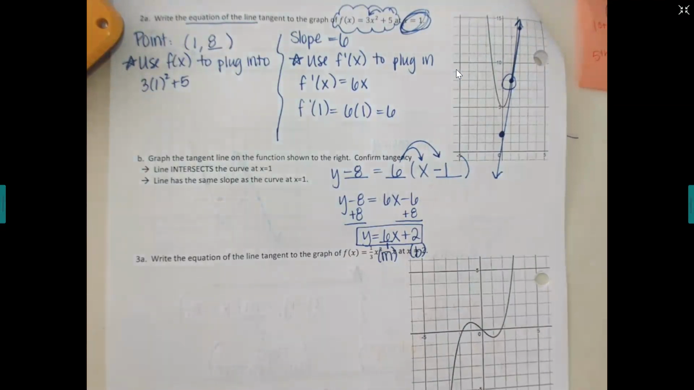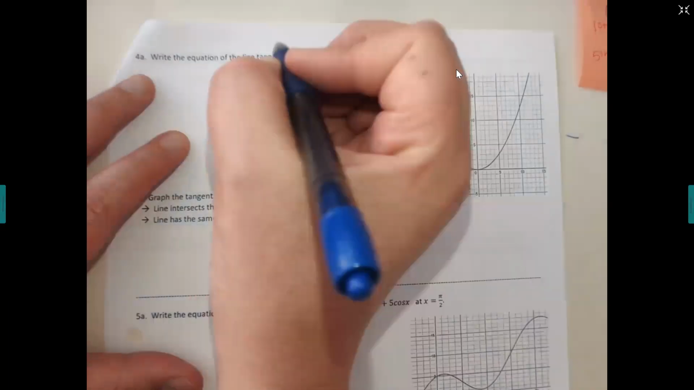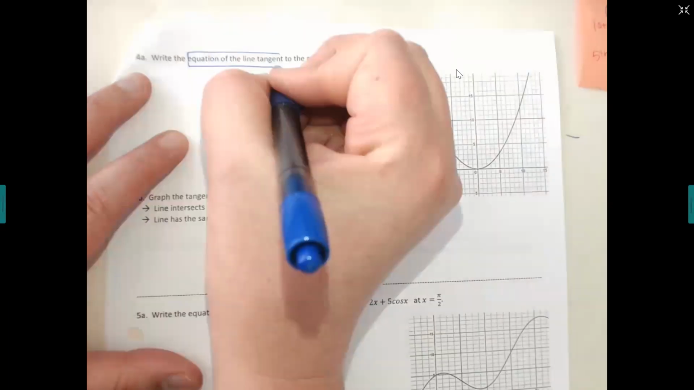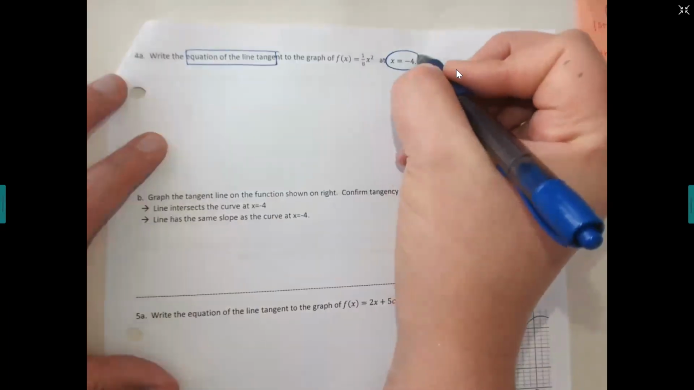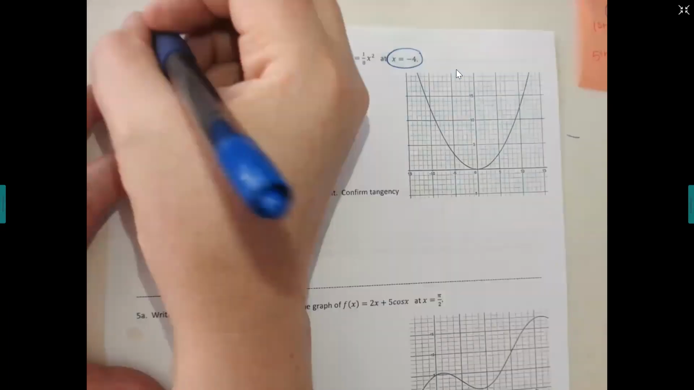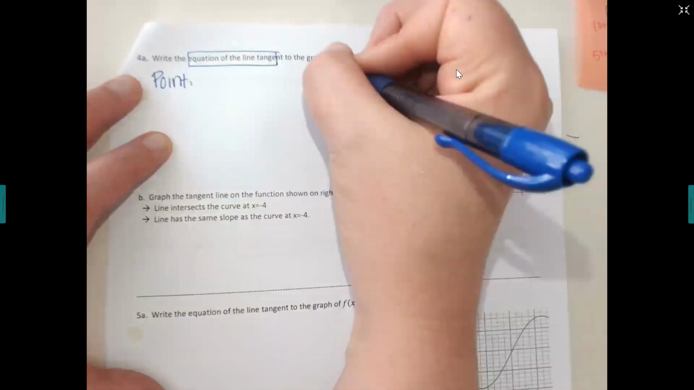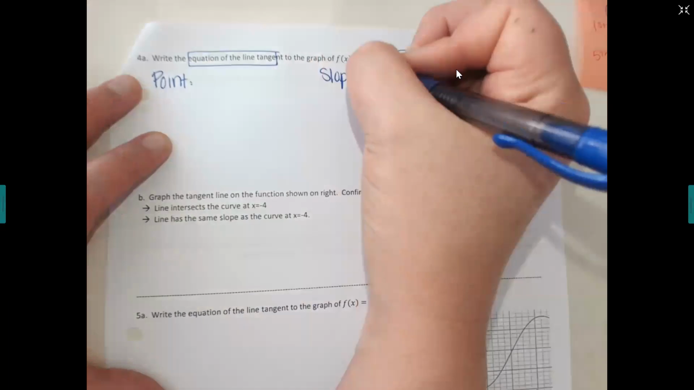Okay, we're gonna skip the next one and turn to the next page, please. Okay, let's do number 4. So I have 1/8 x squared, and I want to write the equation of the tangent line at x equals -4. What are my 2 ingredients for an equation of a line? Okay, slope and point. Very good. So point and slope.